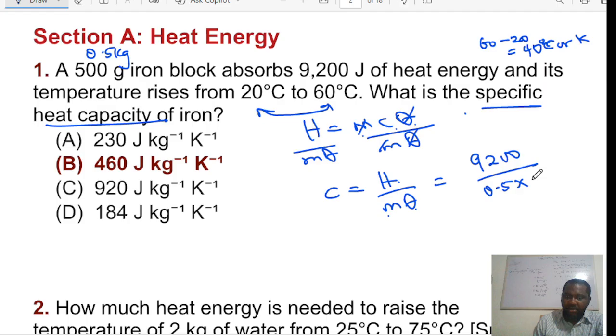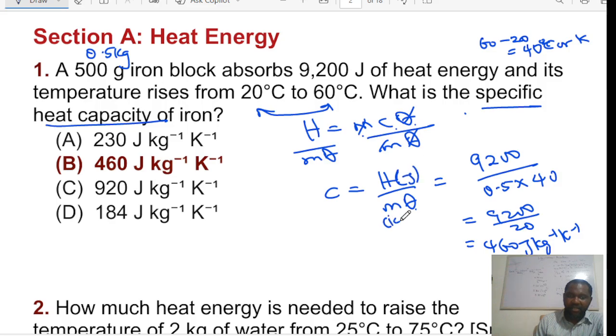Okay, so I'm going to write 40 here. So this is going to be 9,200 divided by 20, and this is going to be equal to 460 joules per kilogram per Kelvin, because heat is measured in joules, mass is measured in kilograms, and this is measured in Kelvin. Change in temperature, like I said, can be degrees Celsius or Kelvin, it is the same thing. So don't fall into the temptation of subtracting.